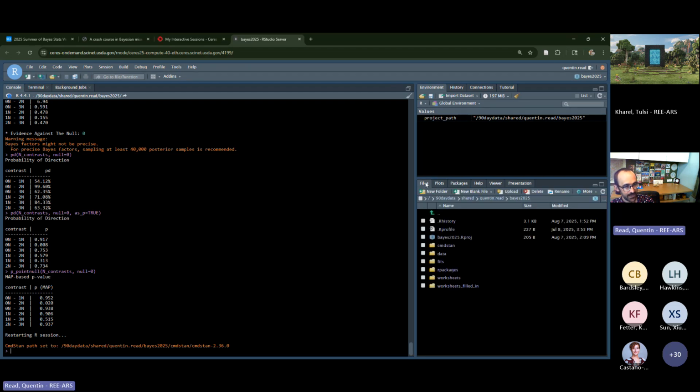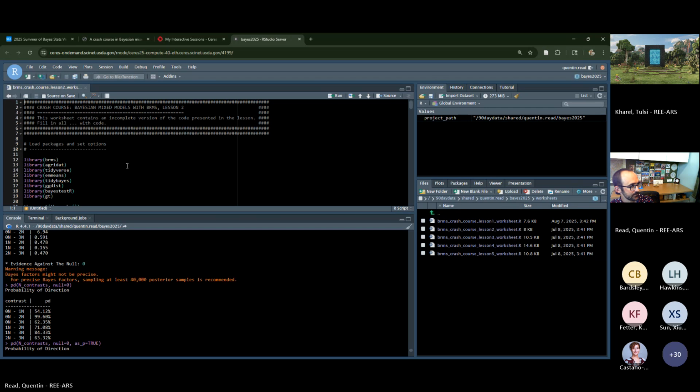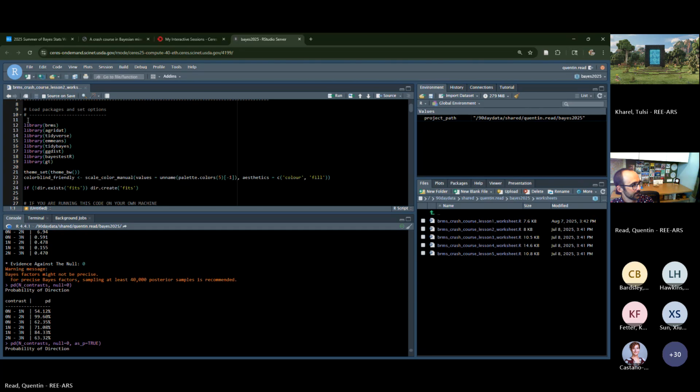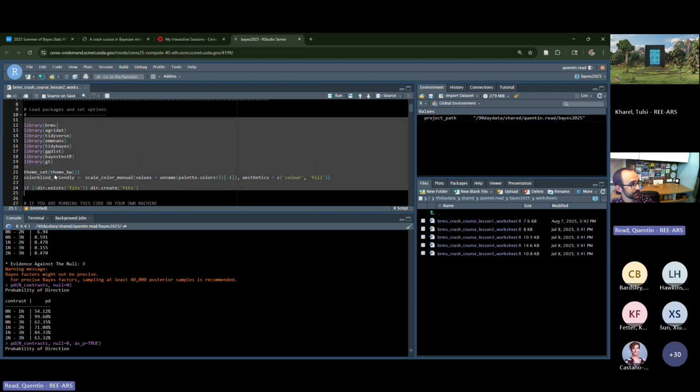I'm going to go into the Files tab here. I'm in the Bayes 2025 directory. I'm going to go into Worksheets. I'm going to open Lesson 2 worksheet. And then I'm going to go ahead and run the first chunk of code to load all the packages, set plotting options. Oh, and I've set this colorblind friendly color scheme there, which I'll use for all the plots. And then that will create the model fit directory if it doesn't exist yet, but it already does exist.